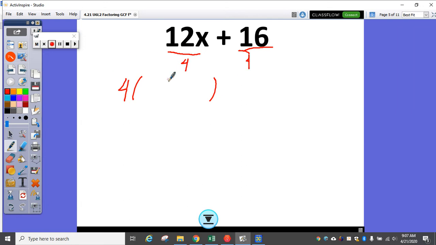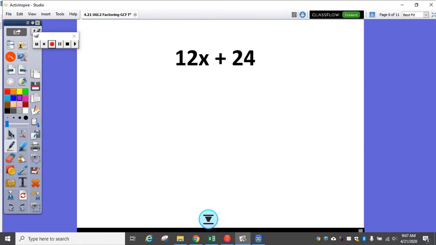12x divided by 4 is 3x. 16 divided by 4 is just 4. And so that's my answer. 4 times 3x plus 4. And if I check this, well, I can just distribute it. 4 times 3x, 12x. 4 times 4, 16. Okay? So we know that we have the correct answer when we can remultiply it and get the original problem back.